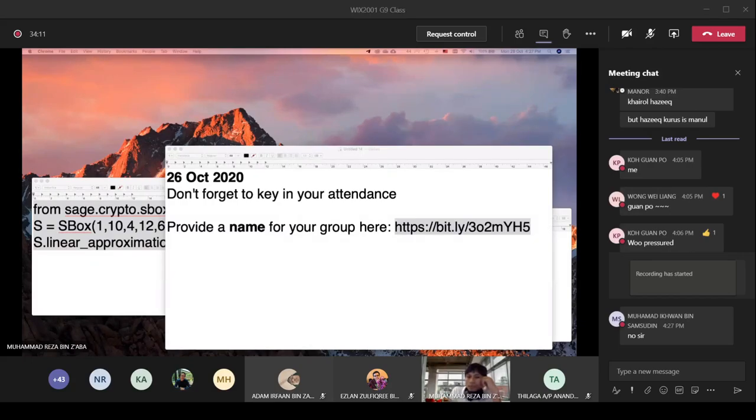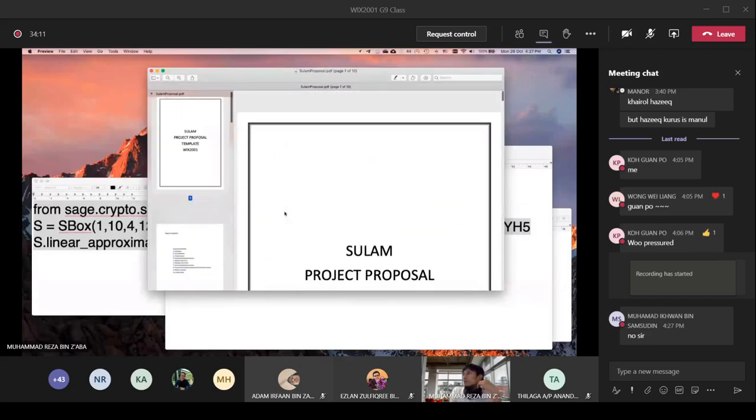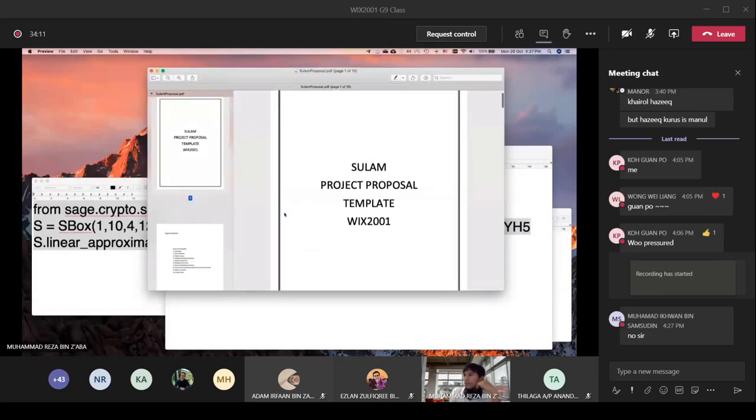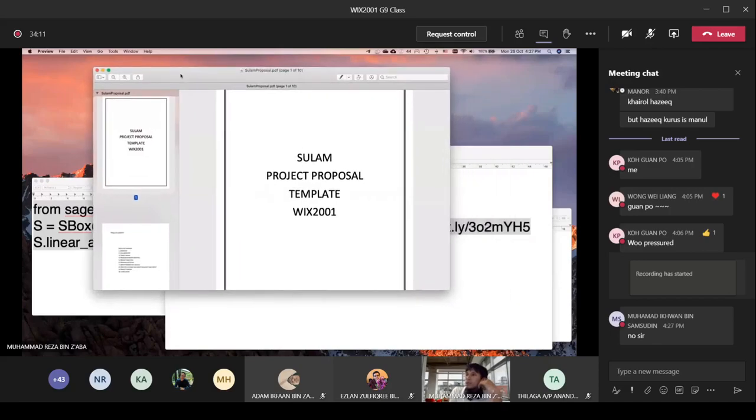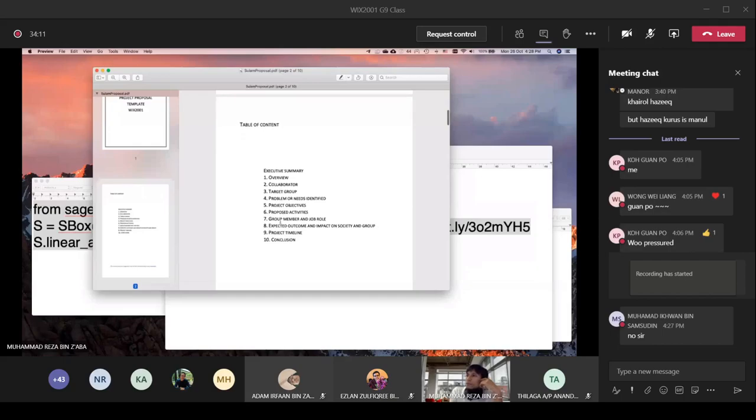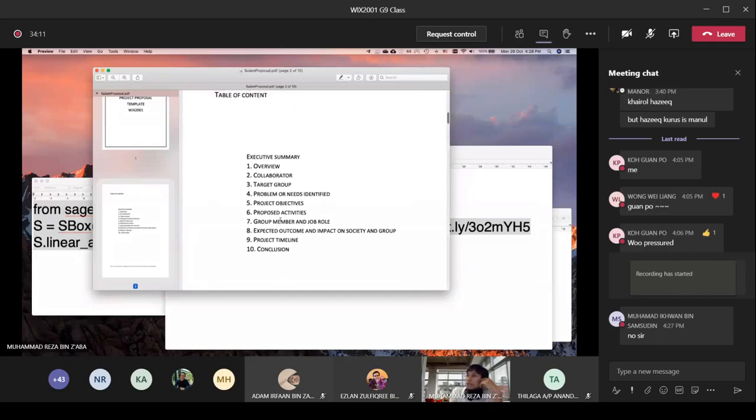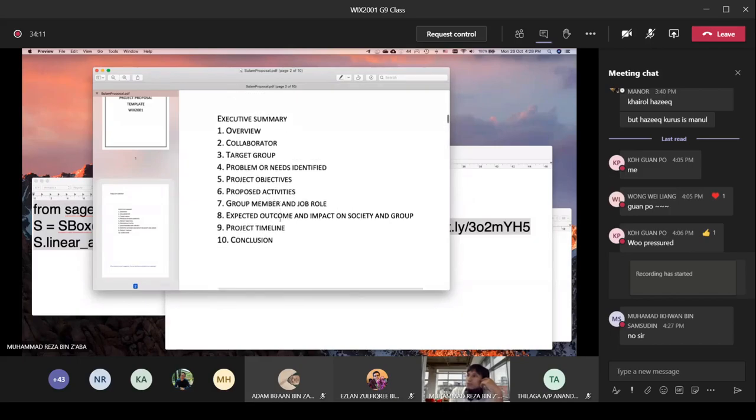So we're going to look at the format of the report that you're going to prepare. This is the proposal template. It's available on Spectrum, so you can download this template at Spectrum. These are the information that you need to include in your proposal.